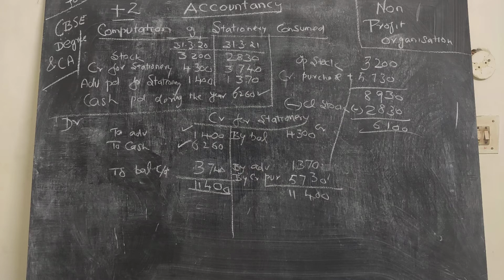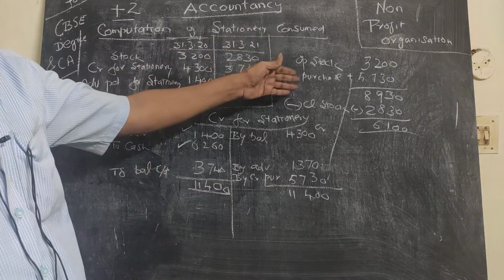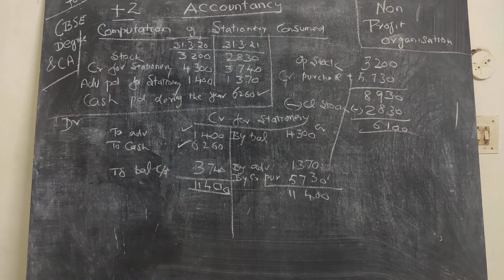In the same way, whenever they give creditors, open the creditors account to find out the credit purchase. After finding the credit purchase, you go for the opening stock plus credit purchase minus closing stock. That's all. Similarly, for your sports material also you will be doing it.